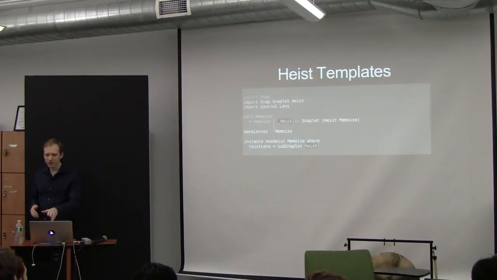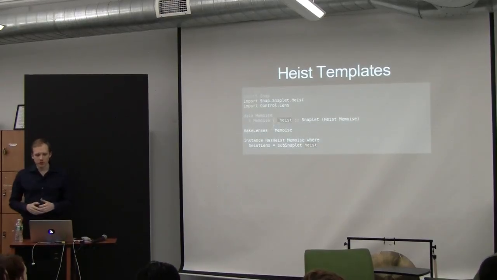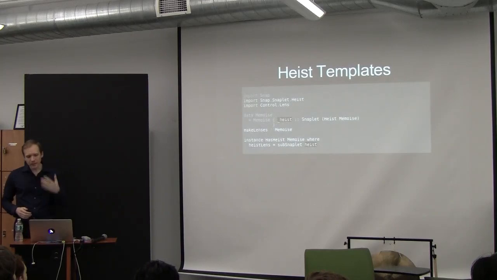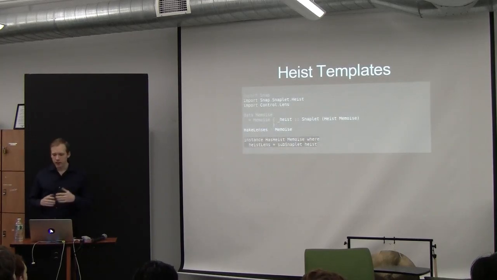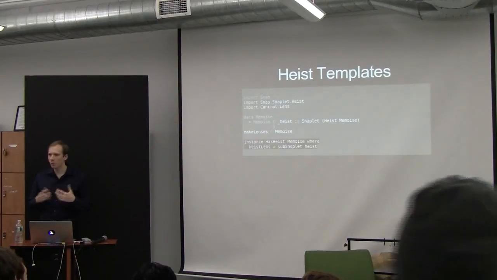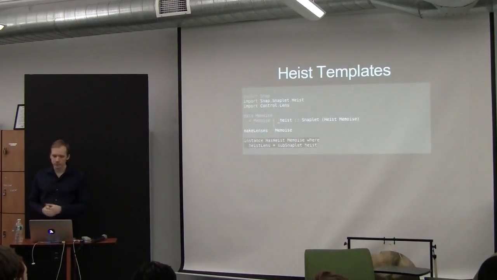So every time you see Heist, that's referring to this field _Heist, which is part of our environment. And so by giving this lens to Heist, we're enabling it to get and set its own environment. And that's what this instance declaration is for. It basically just informs Heist of where it can store its stuff.